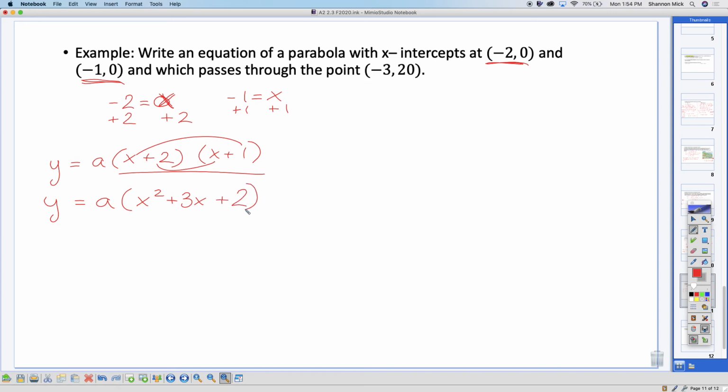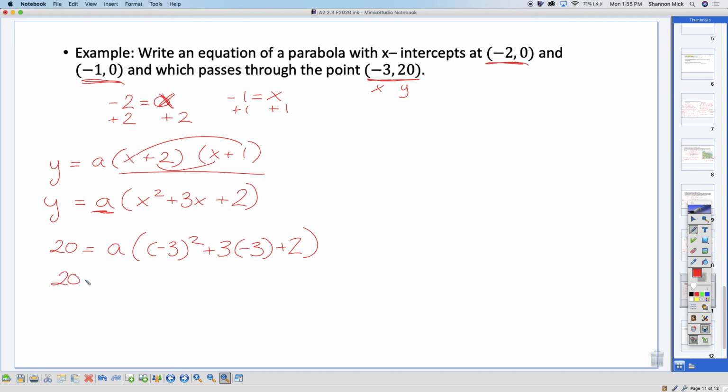So now I have an equation with an a in it. How can I get rid of the a? That's my x and y. It didn't say it's a vertex, it just says it passes through it. So it's just a point on this equation, correct? And if I have an x and a y, can I solve for the a? So y is 20 equals a, and x is -3, so I have -3 squared plus 3 times -3 plus 2.